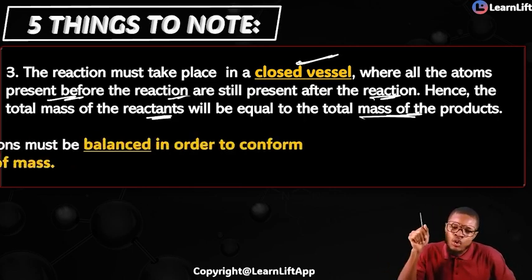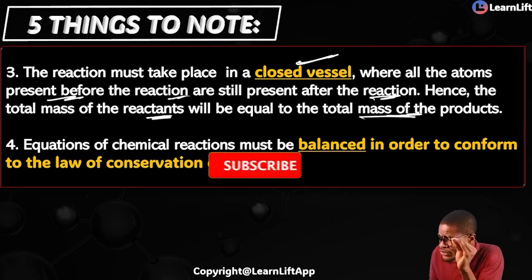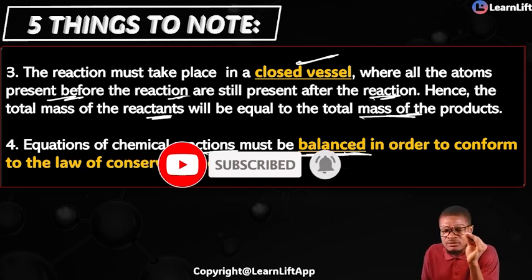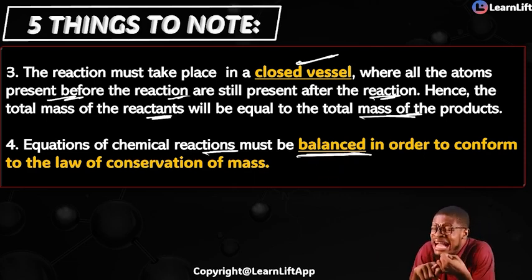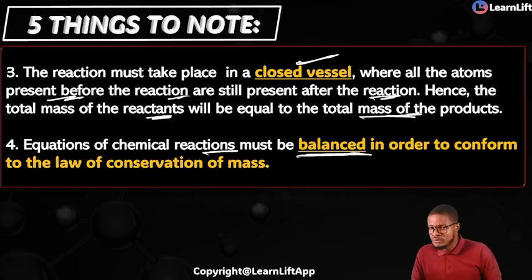And of course, I'd like you to also understand number 4. Very important: equations of chemical reactions must be balanced. So equations of chemical reactions must be balanced for them to conform to the law of conservation of mass. If the equations are not balanced, please, the law of conservation of mass cannot be used. Anything that makes the equation not balanced, can the law of conservation of mass be used? It can never be used.